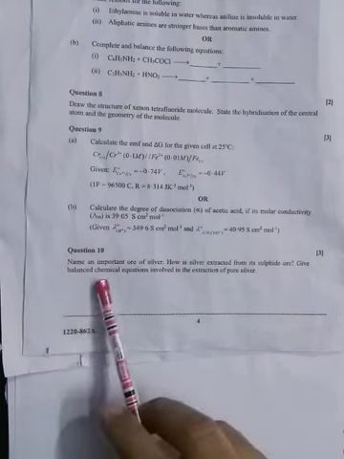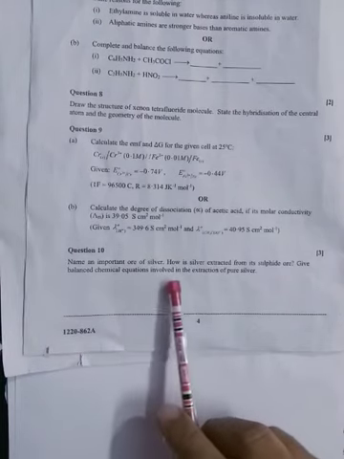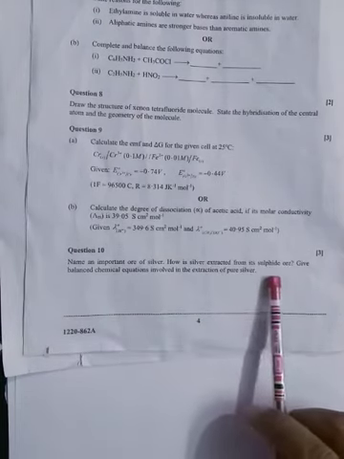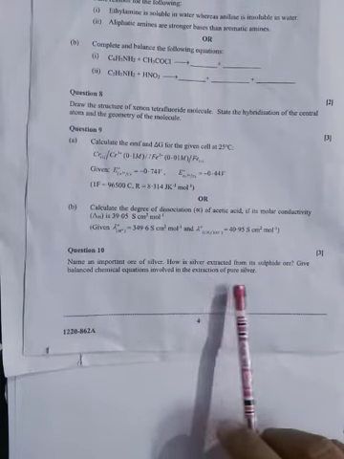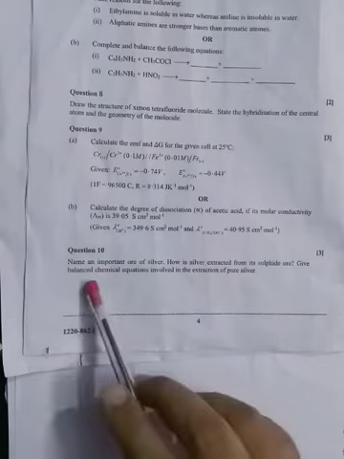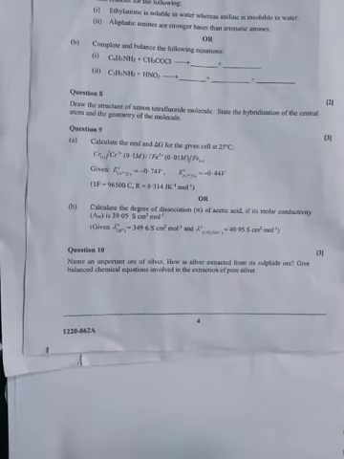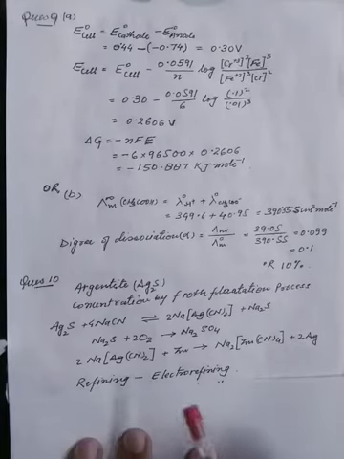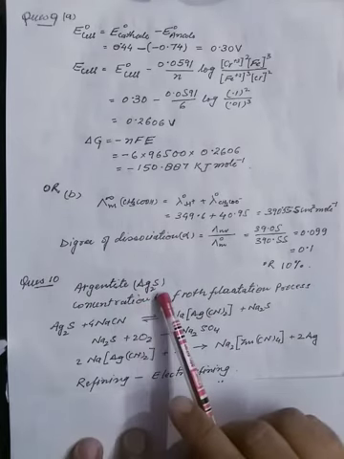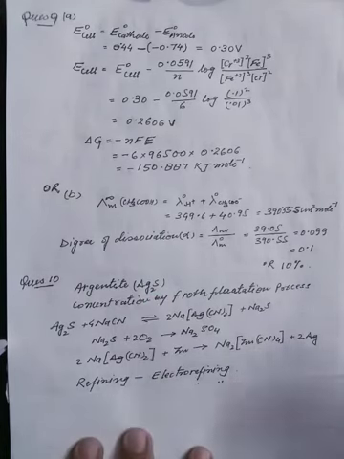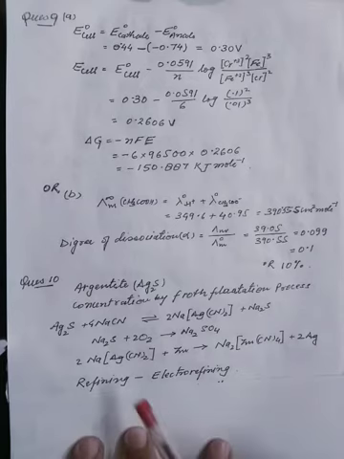See question number 10 here. Name the important ore of silver. How is silver extracted from its sulfide ore? Give the balanced chemical equations involved in the extraction of pure silver. So here you will write the name of the important ore of silver, and after that all the process you are using for the extraction. Argentite is the main ore of silver, that is Ag2S. Horn silver is there too, AgCl you can take.